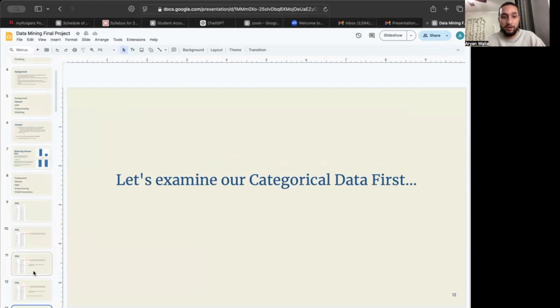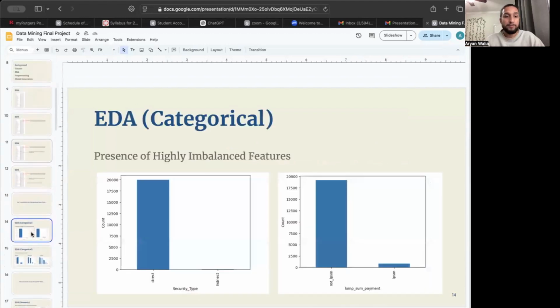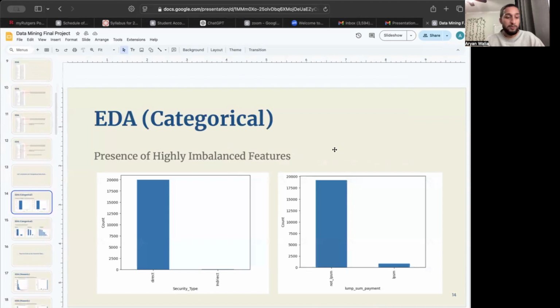But first, let's examine our categorical data. This is our categorical data, which has a presence of highly imbalanced features. The next step after this would be to employ encoding techniques and consider balancing strategies for our data.